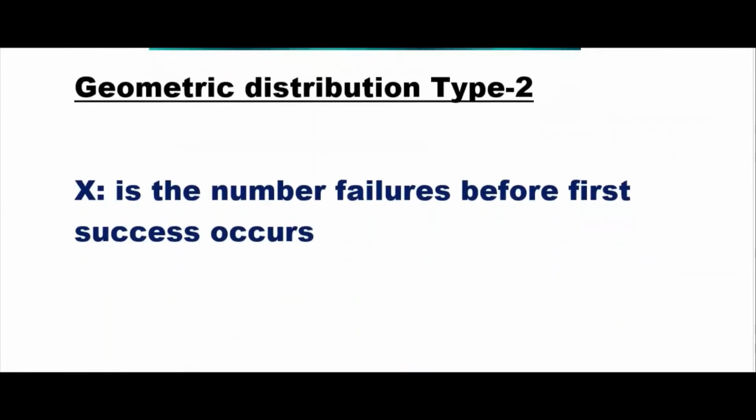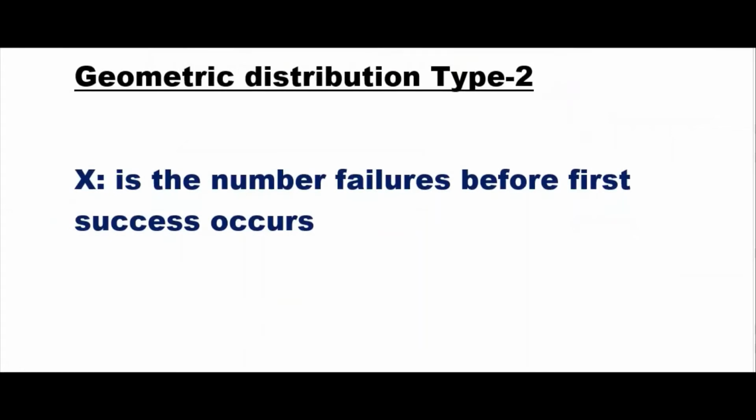Now let's come to type 2. Type 2 is the number of failures. We are talking about failures, okay, before the first success. So you are counting failures. The people, they have a tendency to talk about failures most of the time.